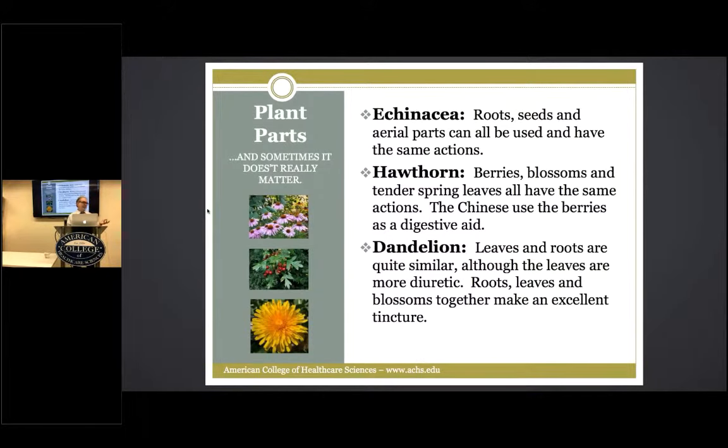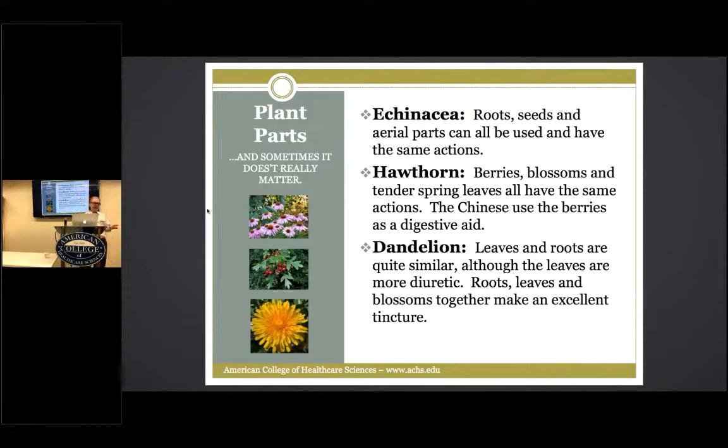Plant parts, sometimes the plant part doesn't matter. Echinacea, you can use the roots, seeds, and the aerial parts. They all have the same action. In fact, if you're growing echinacea, why not use the whole plant and tincture that? Hawthorn berries, blossoms, and the tender spring leaves all have the same actions. From what I've been studying, there's been more research done on the blossoms and the tender spring leaves as herbal medicine and what the constituents are than there are in the berries.